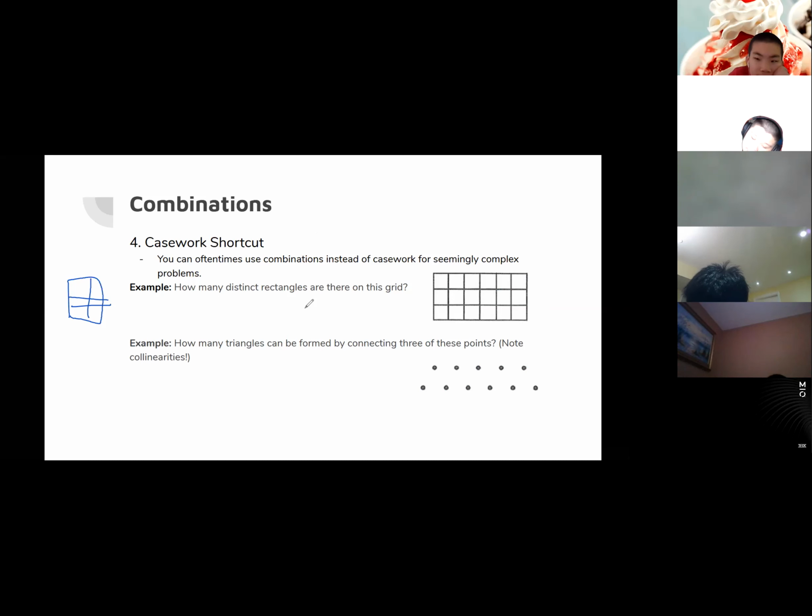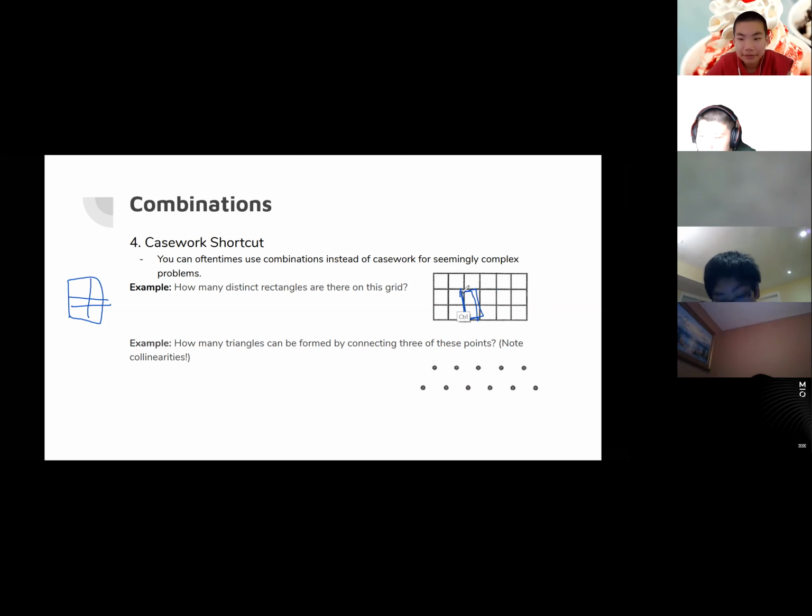And in fact, a few people actually asked, are there any ways that you can do this easier? And here's one of them. If you think about how a rectangle is formed on this grid, let's take, for example, an arbitrary rectangle, like this one. So this is a rectangle, but this is also a rectangle, and so is this, and this, and this.